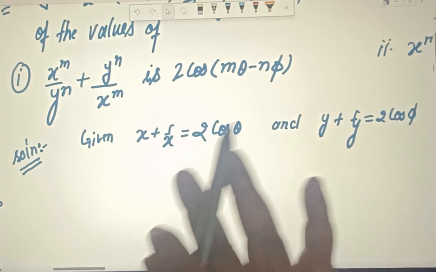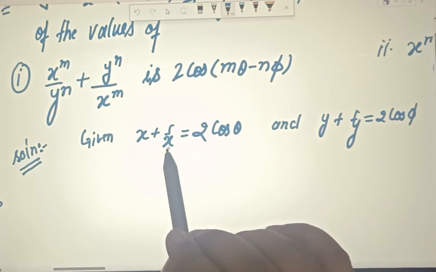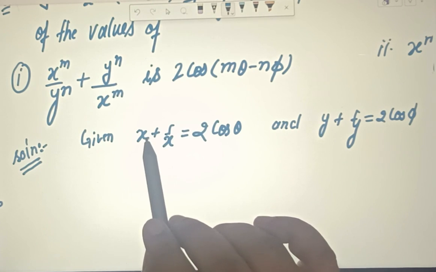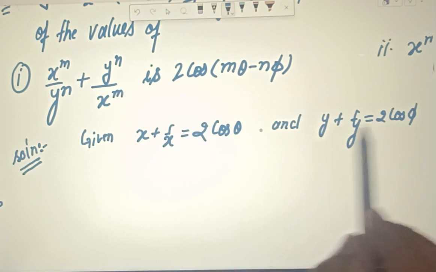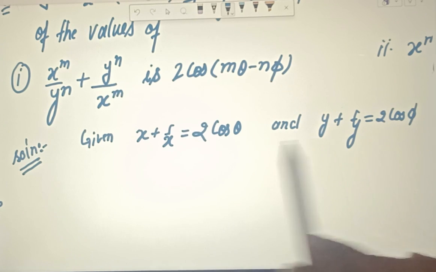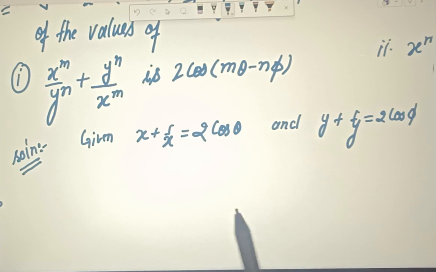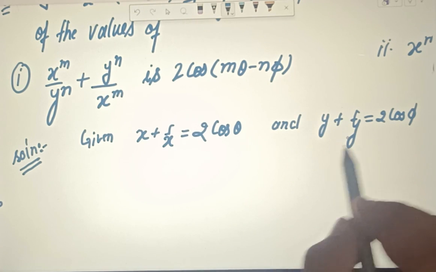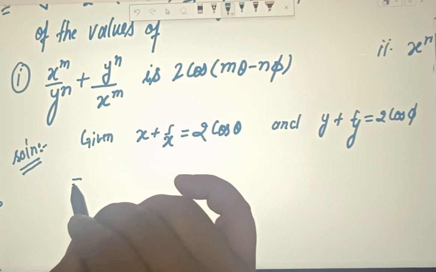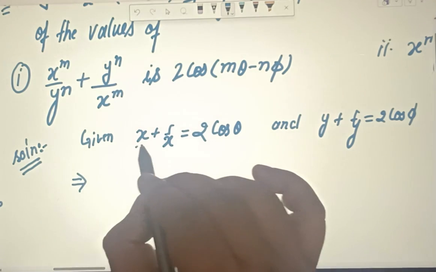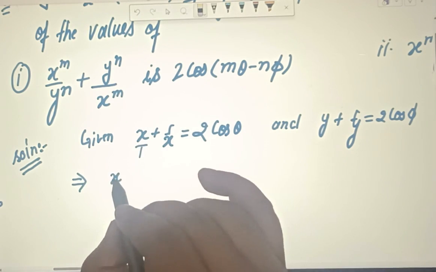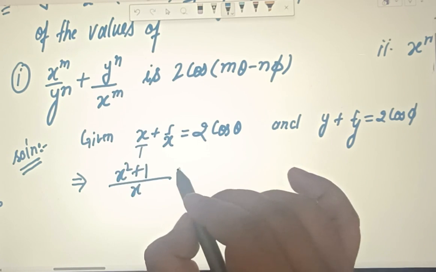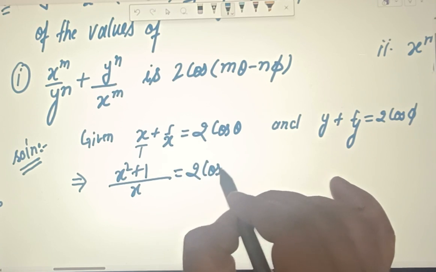Now, you will see here these are two similar expressions. If you just replace x by y, and theta by phi, then you will get similar expressions. So I will solve one, then similarly I will say for the other one. How can we write this? After taking the LCM here, you will say x square plus 1 equals 2 cos theta, right?